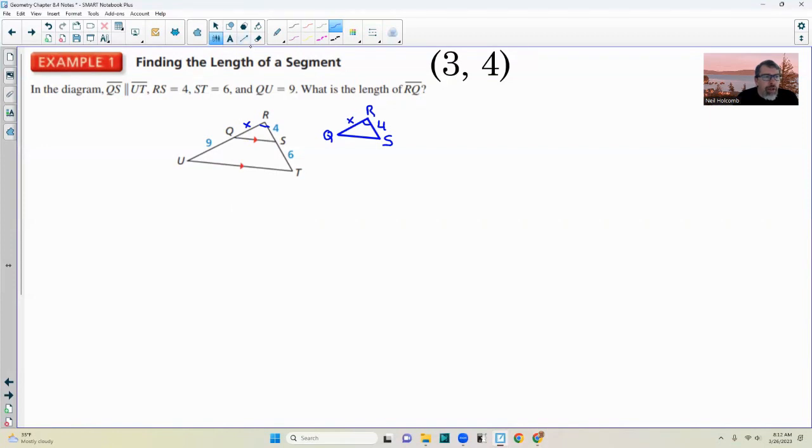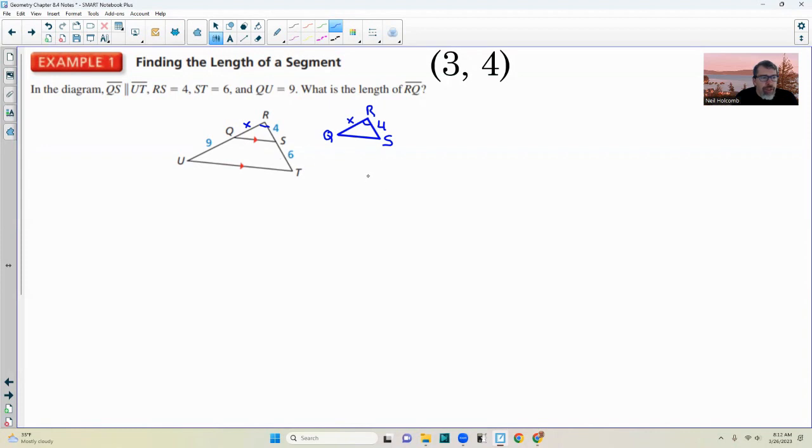I could erase that, but it'd be a lot of work, so I'm not. So pretend QS is not there. We're comparing RUT to RQS. There are a couple of ways we can do this. Since we have side angle side proportionality, that would prove that these two triangles are similar, and then we can find the lengths of the segments. And since these two sides are parallel, the sides over here, which would be transversals, are proportional.